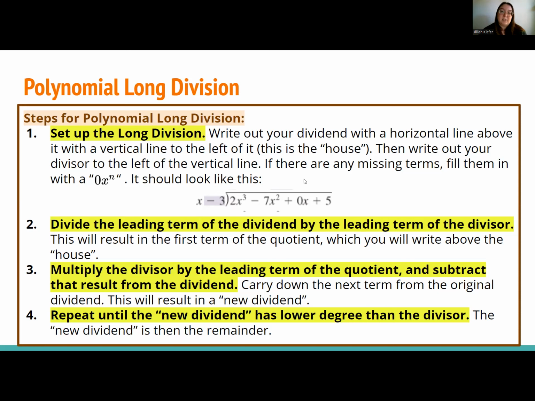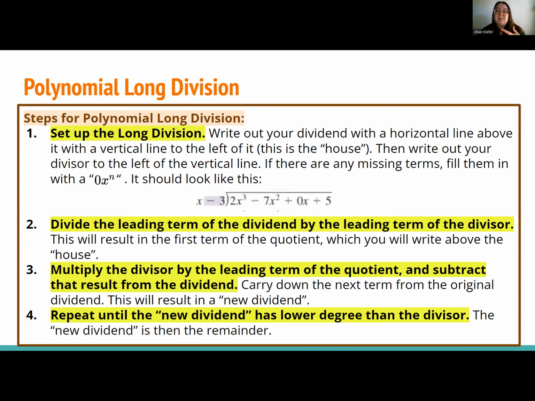Then if there are any missing terms in your dividend or in your divisor, you would write a 0x to the power of n, whatever term it was that was missing. In our case, in our dividend, we actually have a 0x. We've got 2x to the power of 3 minus 7x squared plus 0x plus 5. This means that our dividend was probably originally given to us as 2x to the power of 3 minus 7x squared plus 5. So it kind of skipped over that single x term.